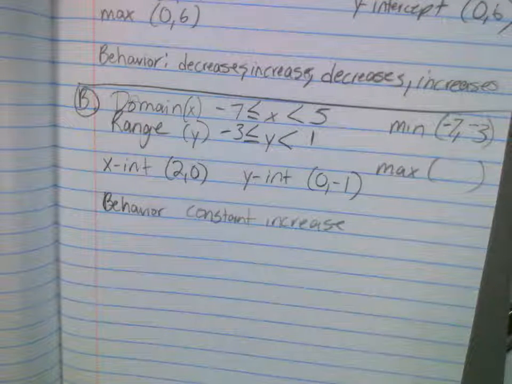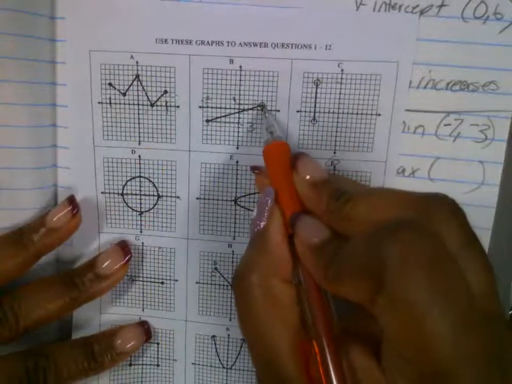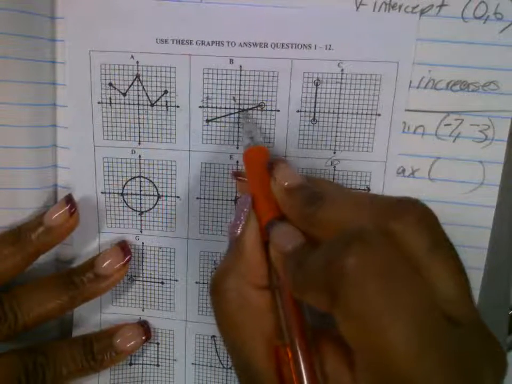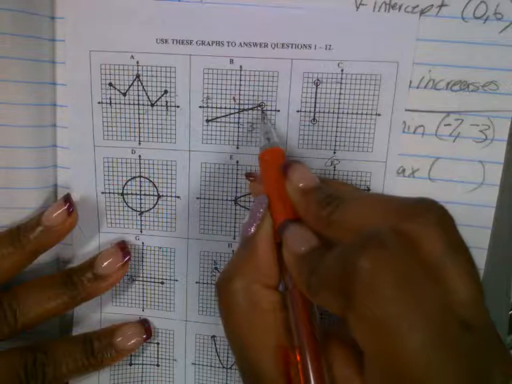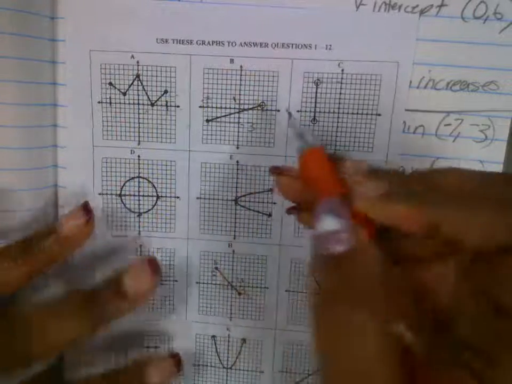Your maximum is the highest point of the graph, right? So the highest point of the graph is up here. That's 1, 2, 3, 4, 5, positive 1.